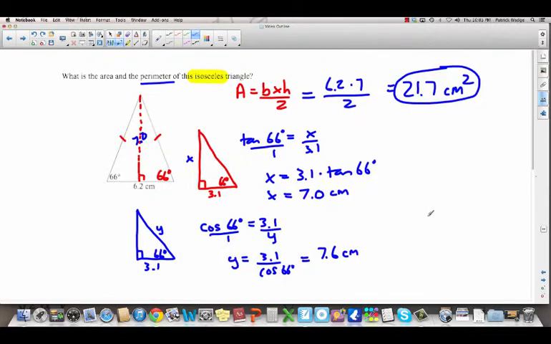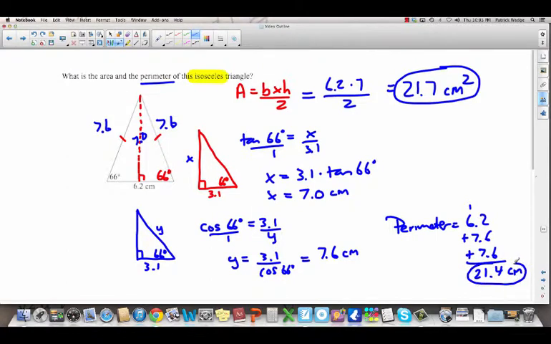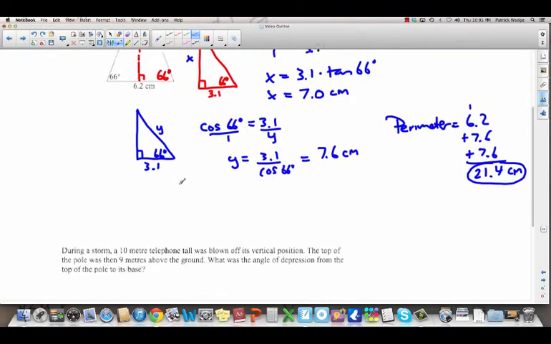Now, are we finished? No, because we still need to know the perimeter. The perimeter is equal to the bottom, 6.2, plus this amount right here, which we just figured out is 7.6, plus this amount over here, which is exactly the same. It's also 7.6. Add those together, 12, 14, carry the 1, 7, 21.4 is what you get. 21.4 centimeters. Perimeter is just centimeters. It's a distance around the triangle, and so it's not centimeters squared or anything, it's just centimeters.